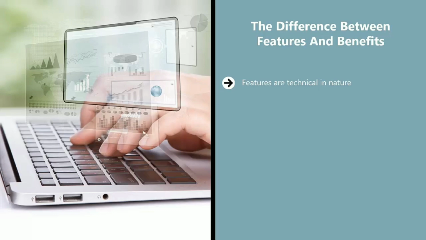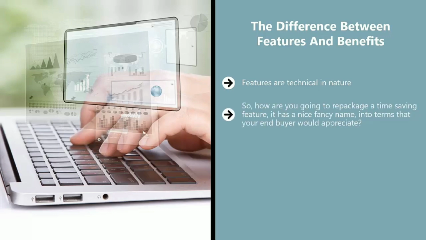Understand the difference between features and benefits. Features are technical in nature. They're about screen size, screen brightness, certain new technology. Benefits, on the other hand, are psychological in nature. If somebody's buying a washing machine, they're looking to save time. They're looking for more control over their life. They're looking for more time with their loved ones. So, how are you going to repackage a time-saving feature with a nice fancy name into terms that your end buyer would appreciate? So, you talk about spending more time with their children. You talk about being able to do more with less money and living life to the fullest. This is how benefits work, because benefits, ultimately, are personal in nature.